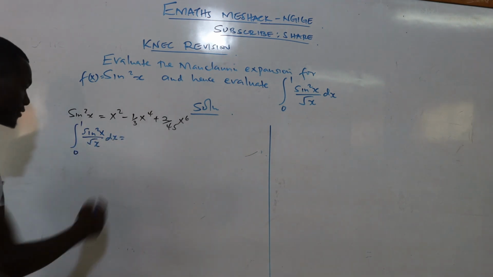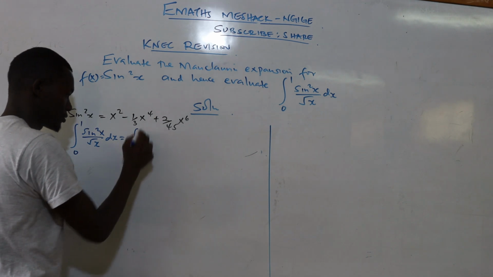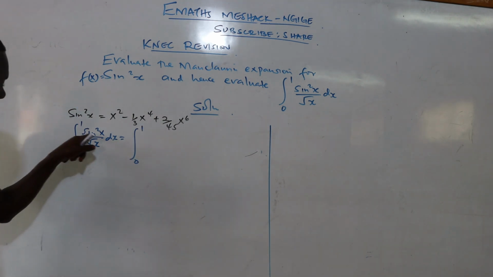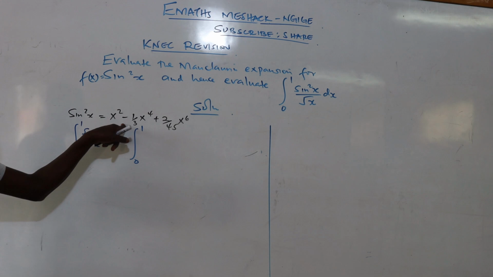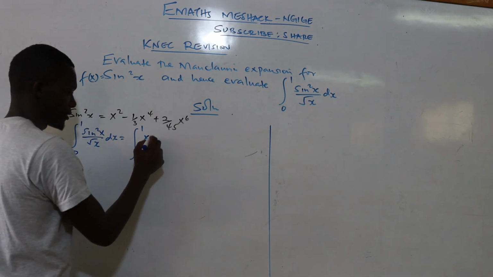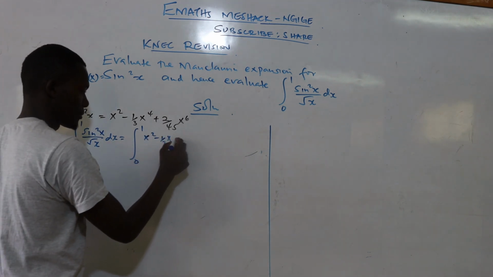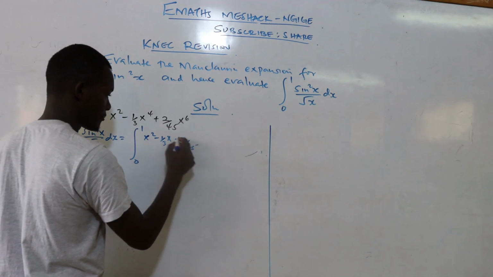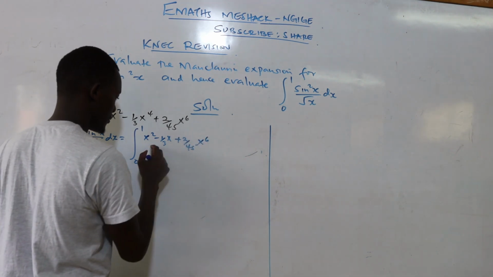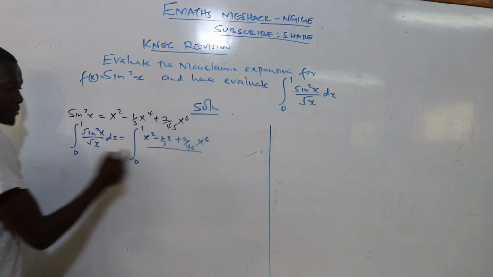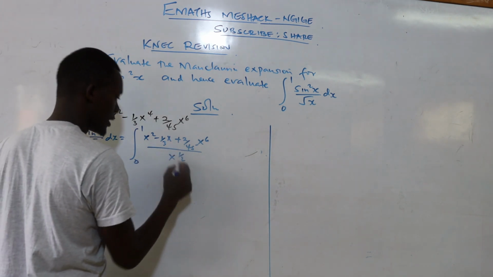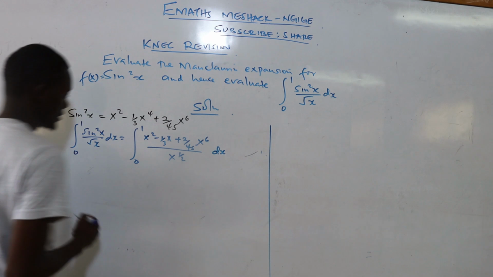So now the first thing we do is to rewrite, okay? So 0 to 1, our sine squared x expansion is given by this in terms of x, okay? So it is x squared minus a third x to the power 4 plus 2 over 45 x to the power 6, then all over a root of x, which can be written as x to the power a half. Then you have the dx.